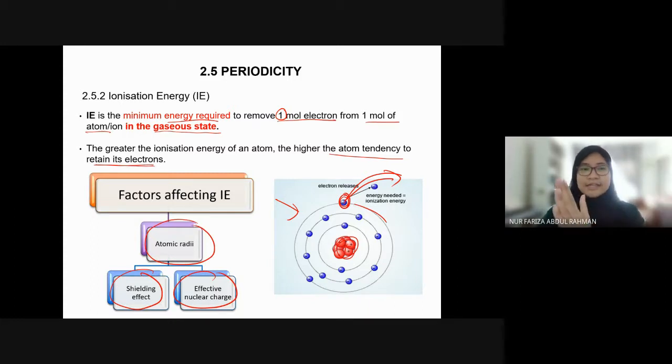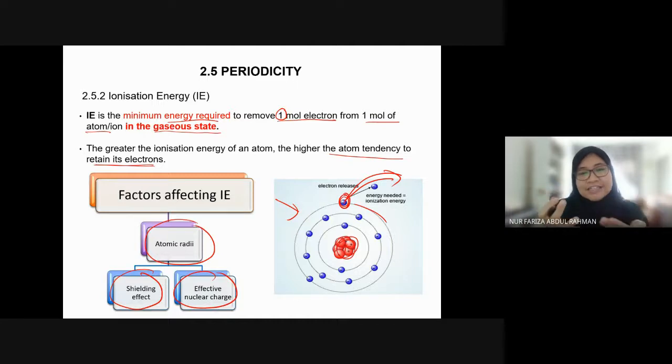Across the period, the Z effective increases. Betul tak? Z effective increases. Bila Z effective increases, the attraction between nucleus and valence electron become stronger. Bila stronger, okay, the electrons are held tightly ataupun dipegang secara kuat. Okay, they will be pulled inward, dia tertarik ke dalam and cause the size to become smaller. Betul tak? The size become smaller.